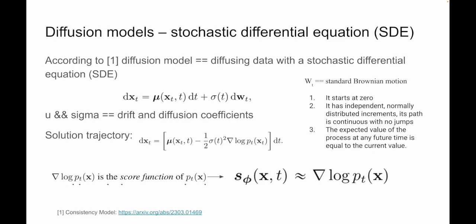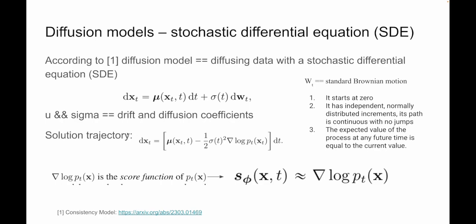But they need to have a constraint that the end point of the first 10 seconds is the start point of the second 10 seconds. So we can think of a curved line. They are continuous, there are no jump points. That's the second one. The third one is that the expected value of the process at any future time is equal to the current value. So that's what standard Brownian motion is. You can also check online for it.